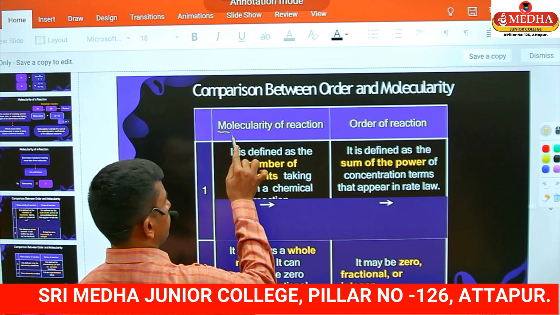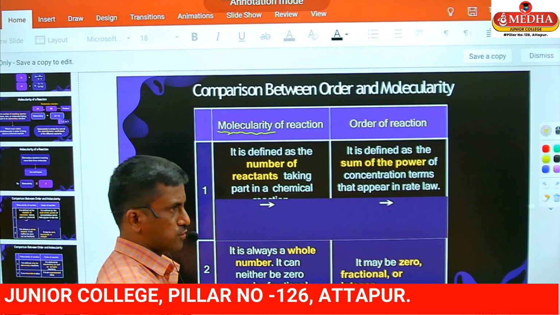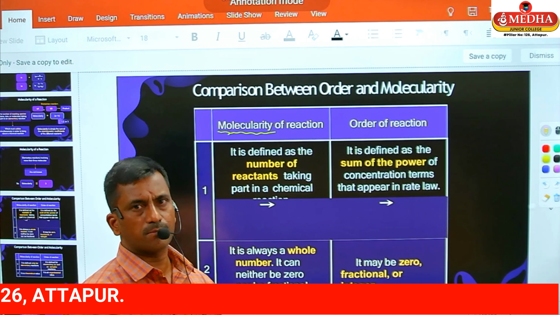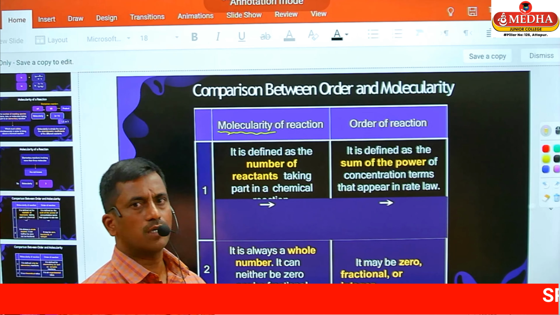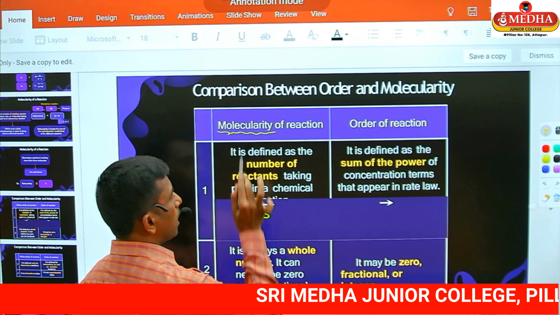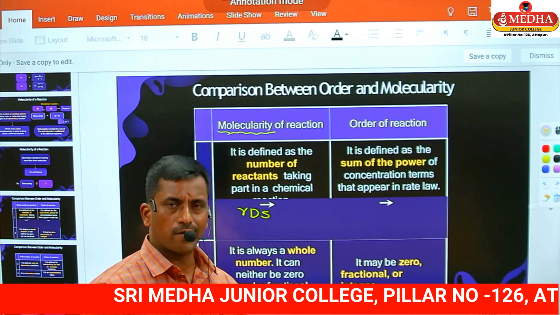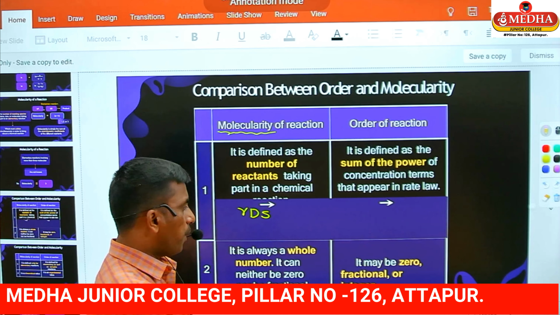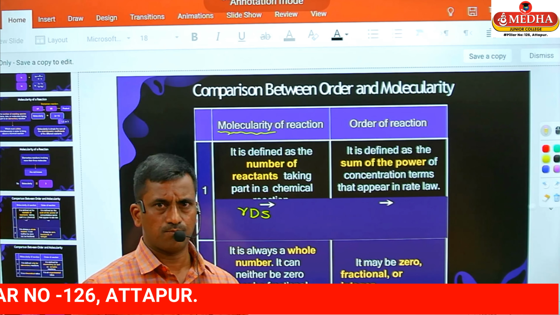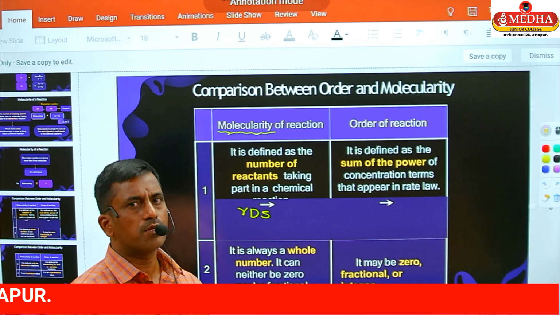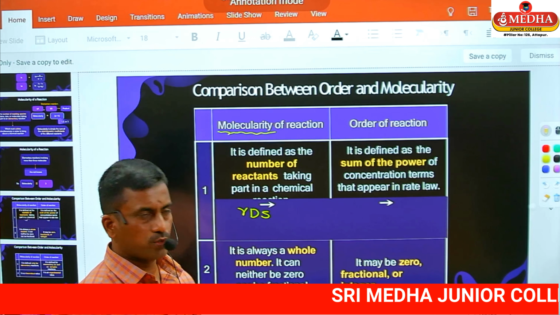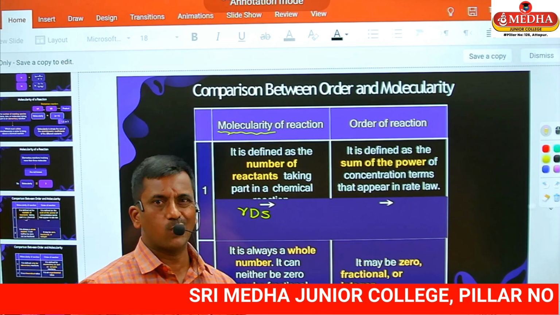Now see, first of all, what is the molecularity of the reaction? What is its definition? The number of atoms, ions or molecules that participate in the rate determining step is called the molecularity of the reaction. What is the meaning of the rate determining step? The slow step of the reaction is called the rate determining step. This is the definition of molecularity.